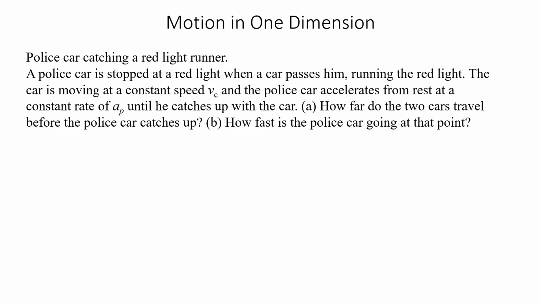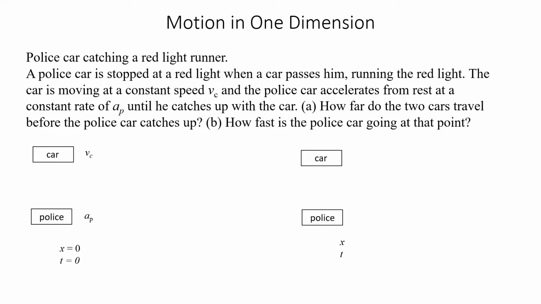So the first thing we're going to do is draw a diagram and we'll put in the initial conditions. So here I've drawn a diagram. On the left, I have a rectangle representing the car, and I've put his velocity there, v sub c, which we're not given a number for, so we'll just call it v sub c. And then below him, we have the rectangle representing the police car, and he's going to start with an acceleration, a sub p, which we're given as constant.